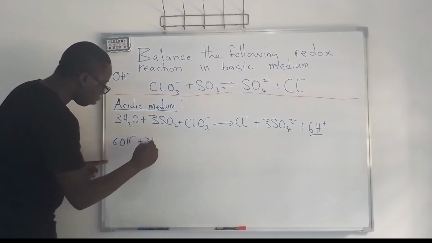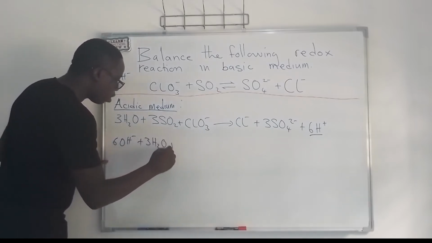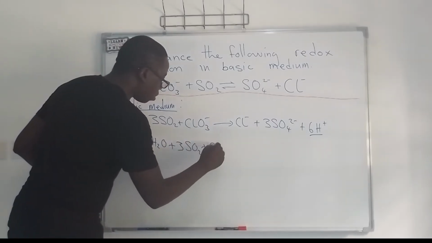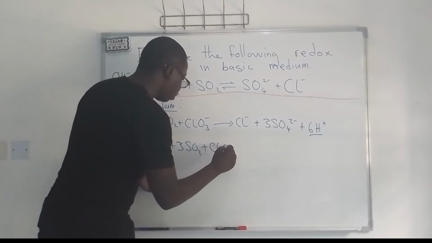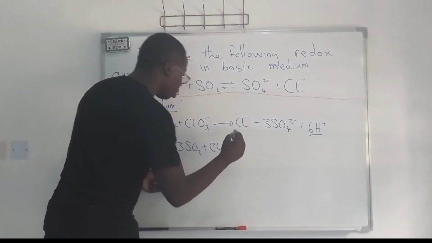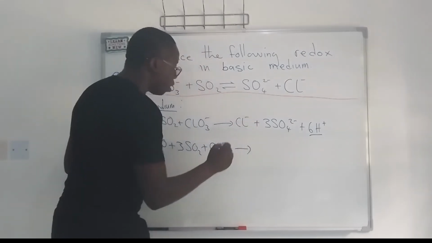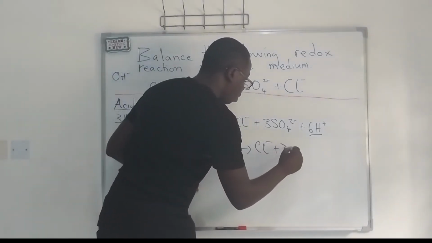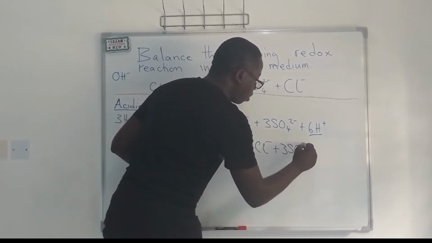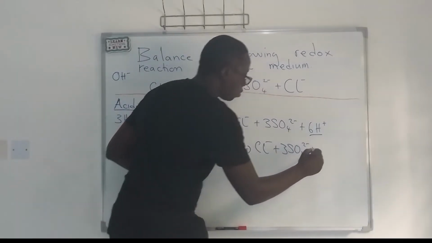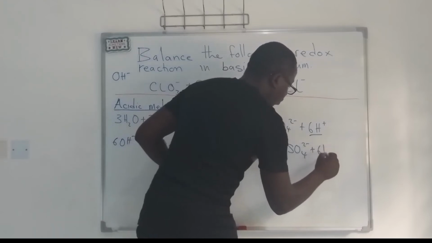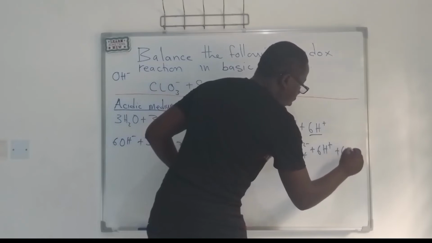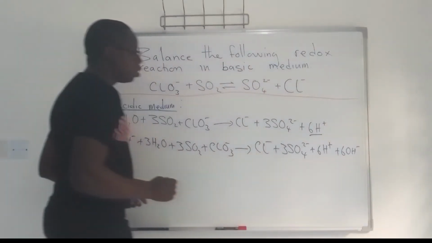Then we'll add it with the water that we have, then the SO2, the right radical there. Then we go to the products. We'll have chlorine ion, we'll have SO4 2 minus, plus 6 hydrogen ions plus 6 OH ions.